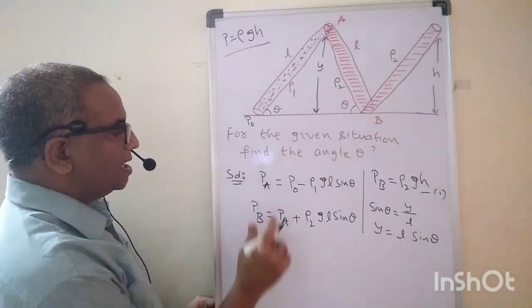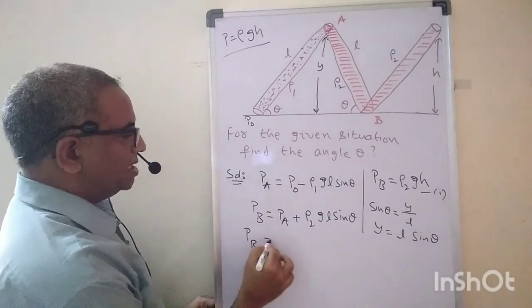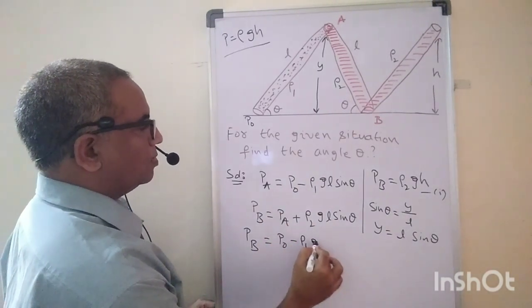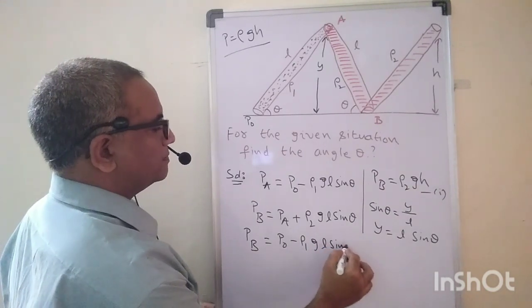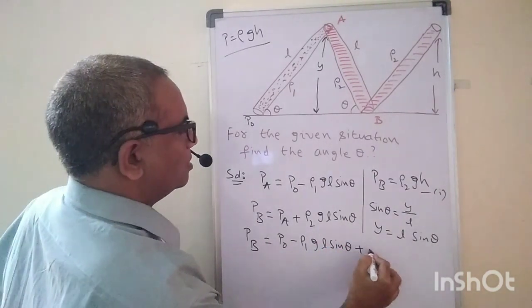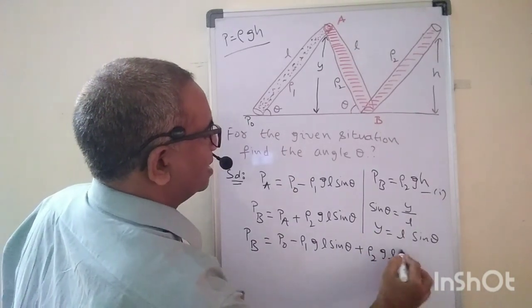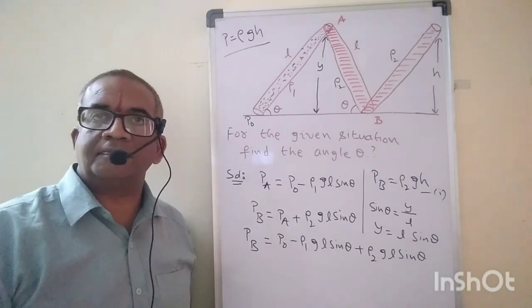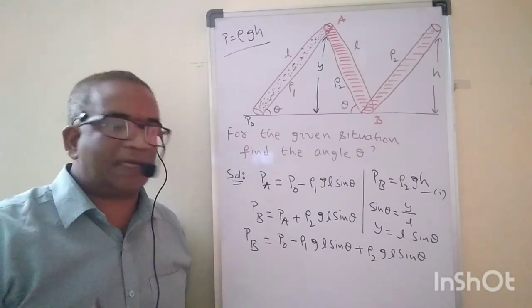But what is the pressure at A? Pressure at B is equal to pressure at A, which is how much? P naught minus rho 1 GL sin theta. So P naught minus rho 1 GL sin theta plus rho 2 GL sin theta. Sir, are you following what I am saying here? Are you understanding what I am saying here?